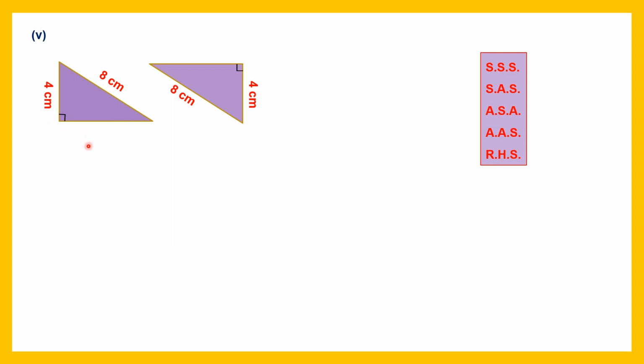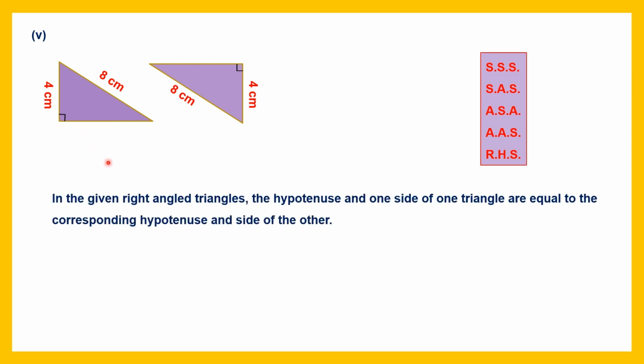That means these two triangles, the hypotenuse and one side, are equal to the corresponding hypotenuse and side of the other triangle. That means they are congruent by RHS. We have applied RHS here.